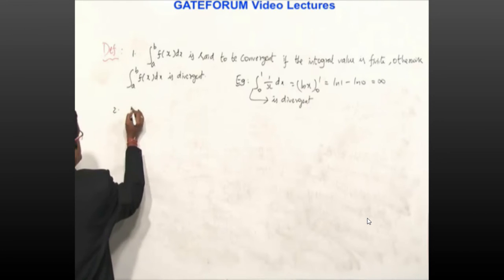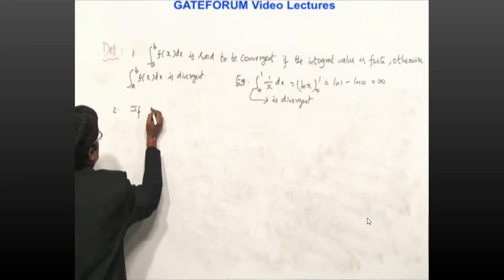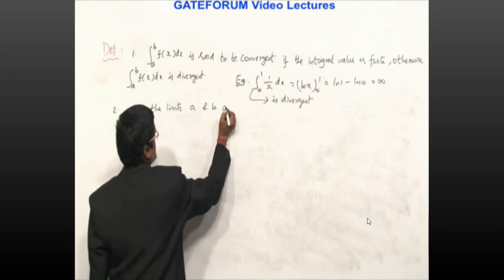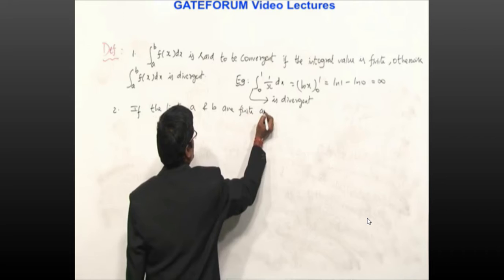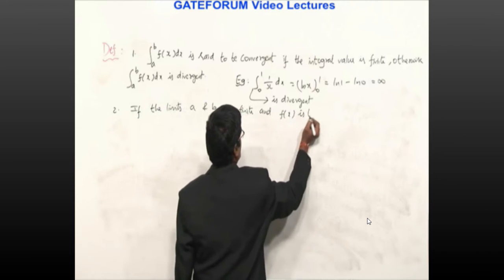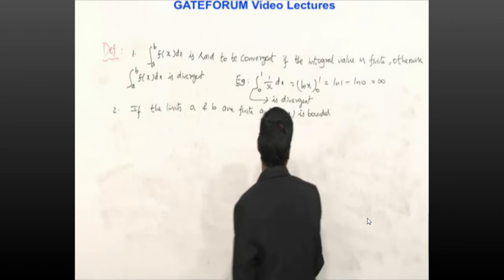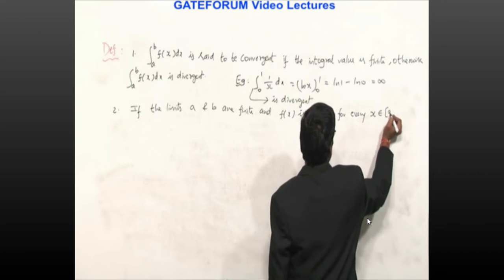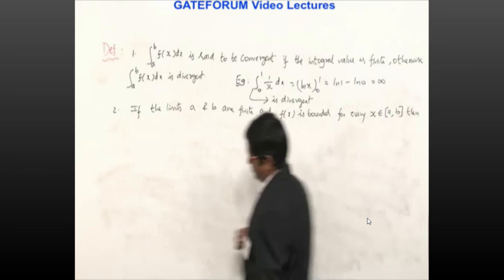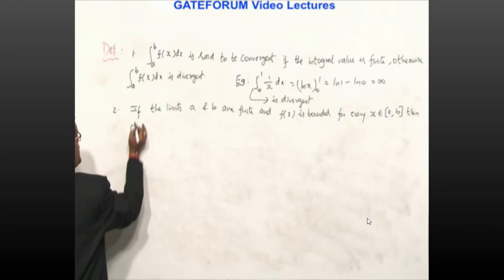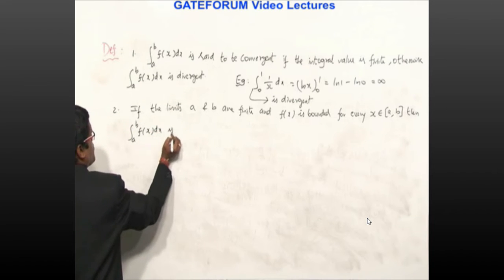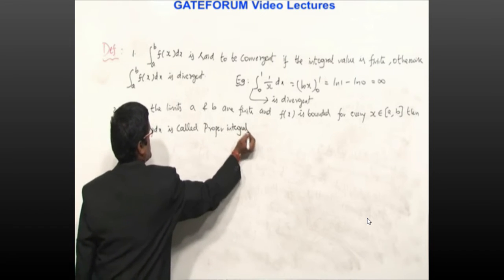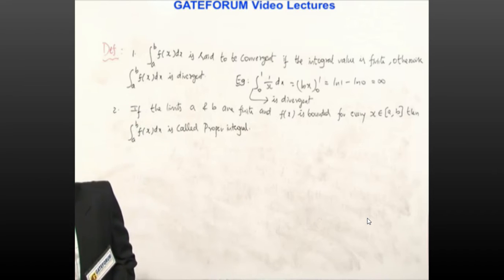Second definition. If the limits a and b are finite and f(x) is bounded for every x belongs to closed interval [a, b], then integral a to b f of x dx is called a proper integral. So limits must be finite and the function is also bounded.